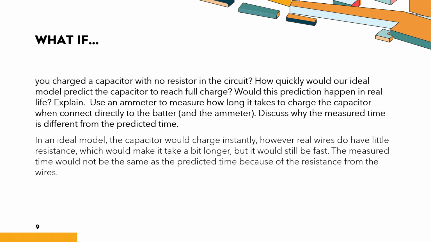So in an ideal model, the capacitor would charge instantly. However, real wires have a little bit of resistance, just slight, which would make it take a bit longer, but it would still be pretty fast. So the measured time would not be the same as the predicted time, because these wires would provide a little bit of resistance and make it go just a bit slower.